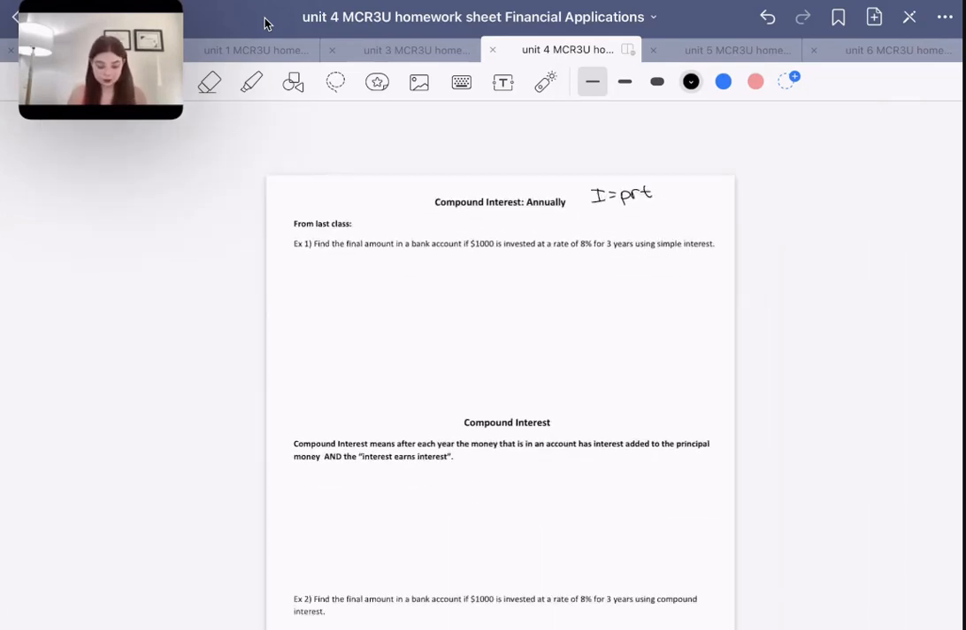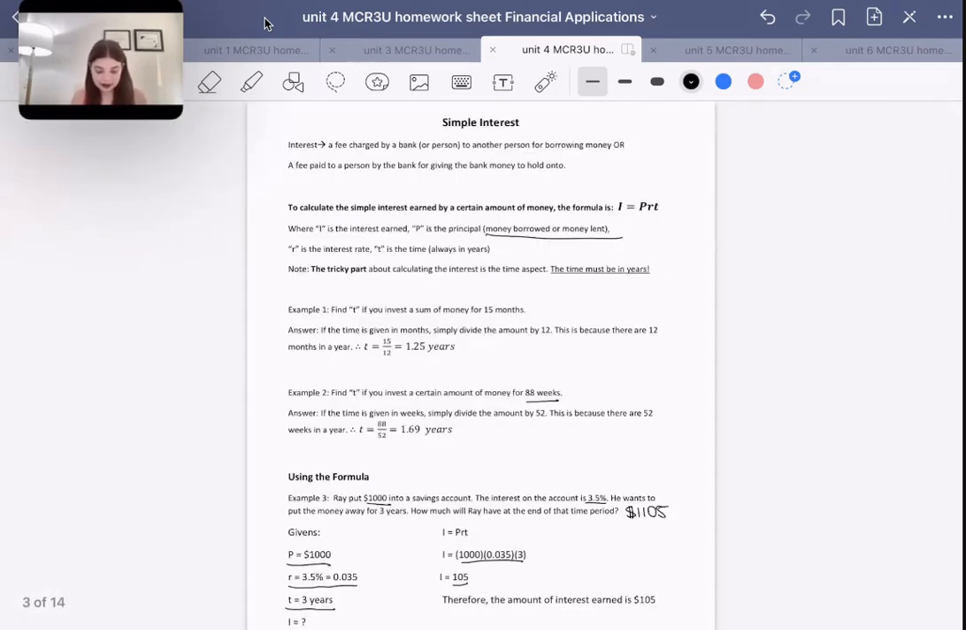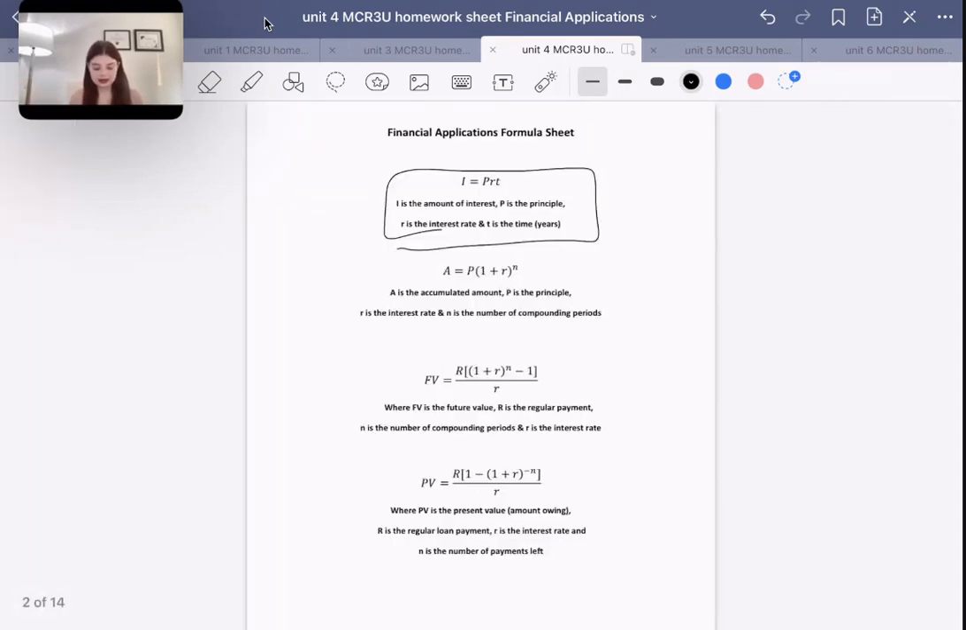As a quick review, last time we talked about simple interest, which is where we're only calculating the interest on the specific principal, not on the interest as well. Whereas with compound interest, we're calculating interest on the principal and past accumulated interest as well.